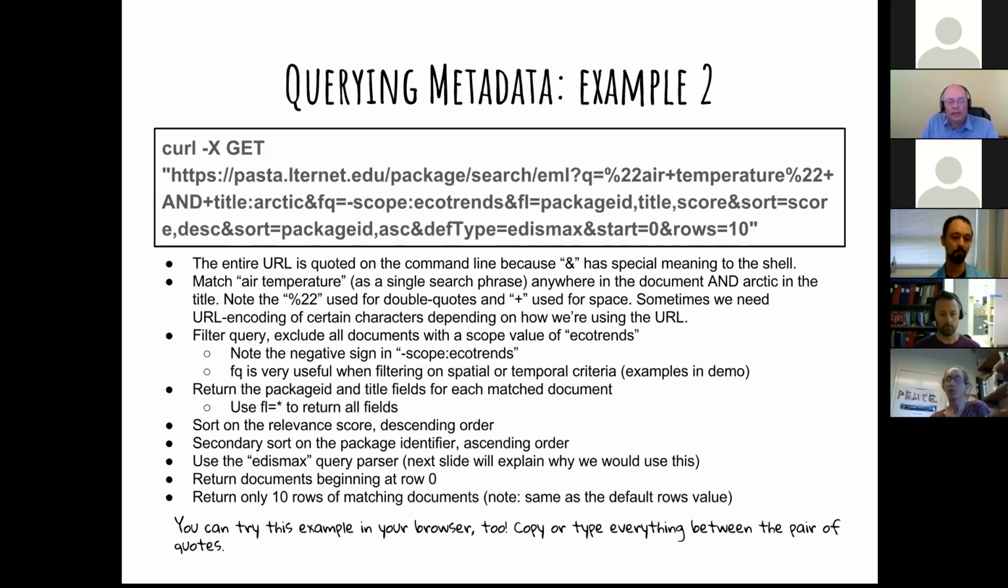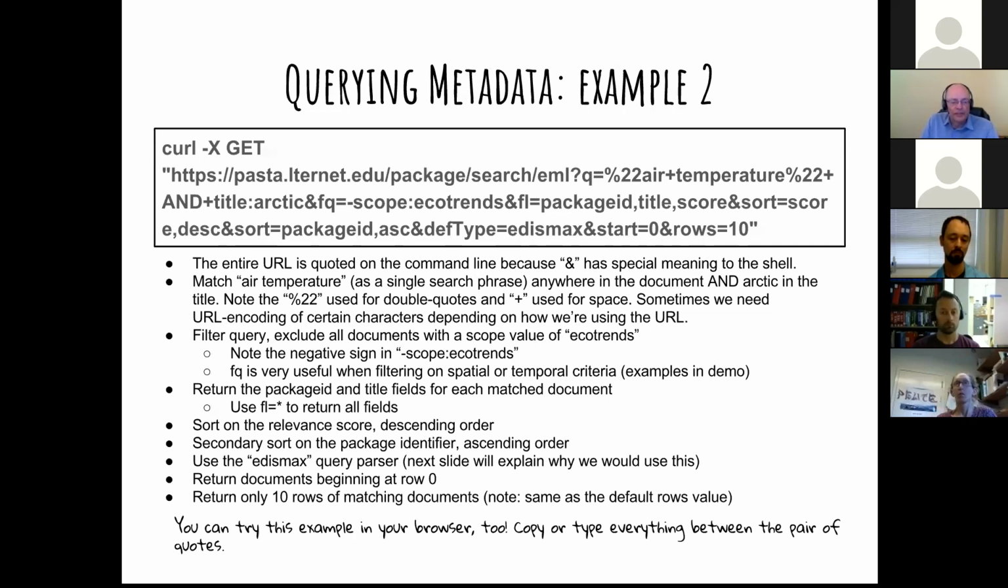Next is a cryptic-looking query parameter, deftype equals edismax, and I'll explain that on the next slide. The final two, start equals 0 and rows equals 10, ask for Solr to return the first 10 rows, which starts at index 0. If we were implementing a web application that pages through its search results 10 documents at a time, we would first display these first 10 documents to the user, and if the user were to then select the next button, we would rerun this query, but this time specifying start equals 10 and rows equals 10.